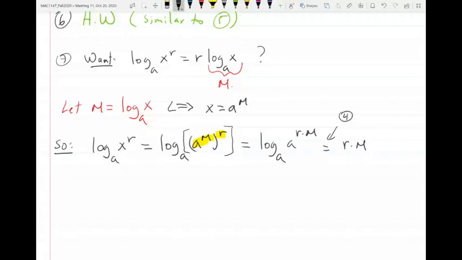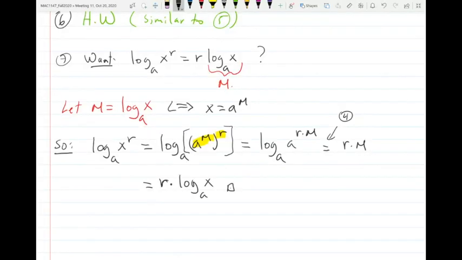So what was m to begin with? m was log base a of x. So this is r times log base a of x. And this proves rule number 7. So now you know that whenever you take the log of some power, you can always bring the power down. When you apply the log to x to some exponent, you can bring the exponent down. Okay, questions?